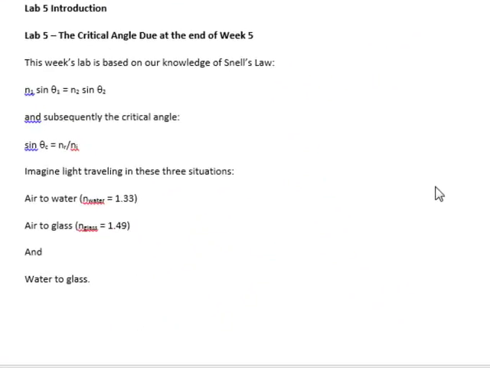What I'm going to have you do this week is work through 3 different situations. Air into water, and remember for air, assume n equals 1. I want you to go air into water, air into glass, and then water into glass. And notice that the critical angle is the reflected index over the incident one. So in all these transitions you're going to make calculations accordingly.